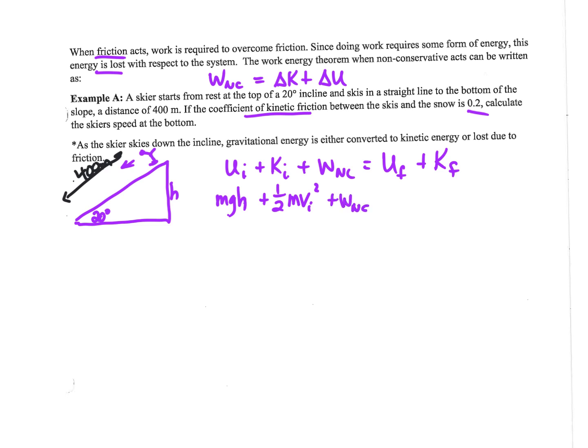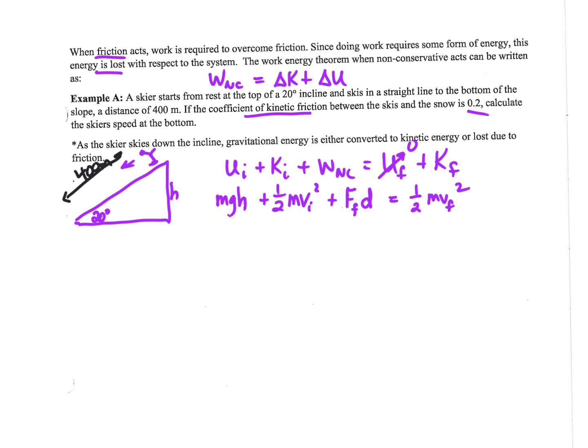Okay. Well, what's work non-conservative going to be? Hang on. We kind of know this. That's due to friction, isn't it? And we know work due to friction is force of friction times the distance d. Okay, so we got this. U final is going to be equal to mgh, only it'll be at the bottom of the incline, so this is actually going to be 0. And so K final is going to be 1/2 mv final squared.